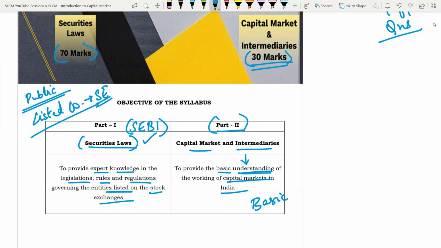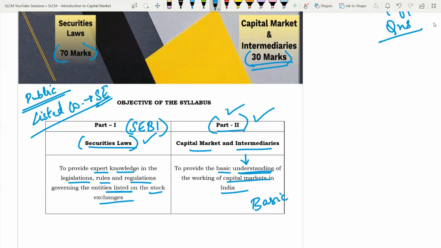What are the participants in the market? What are the roles and responsibilities of these participants? Until and unless you know the basic aspects, it is not possible for you to understand why a particular rule, regulation, or law has been framed in a particular way. So that is why whenever we study the subject SLCM, it is always better to start with Part 2. Once you're thorough with the functioning of the market, then you go ahead and see what are the rules, regulations, and legal provisions.